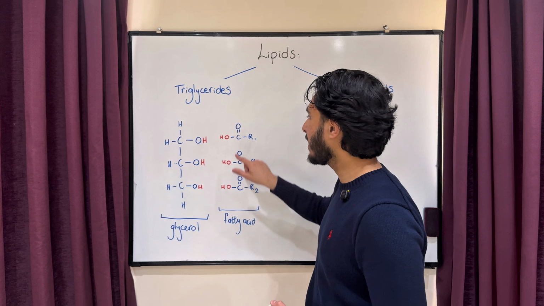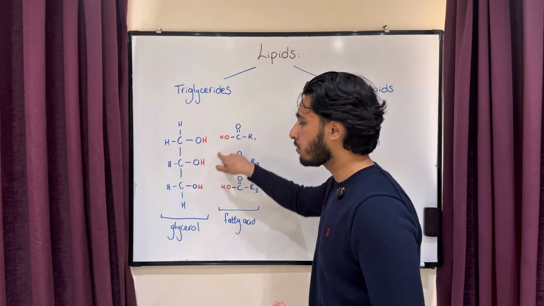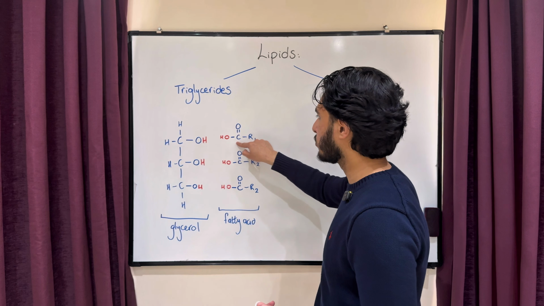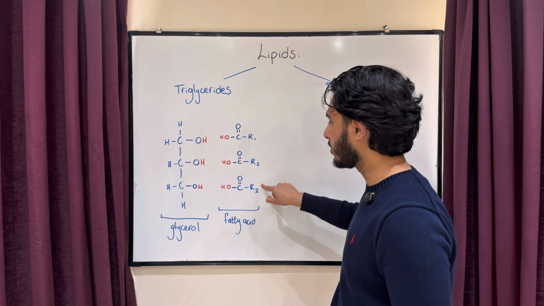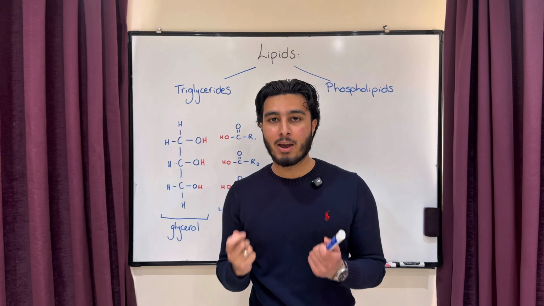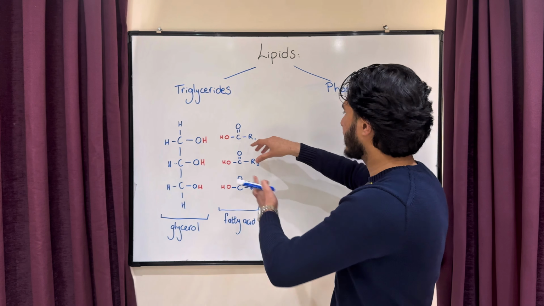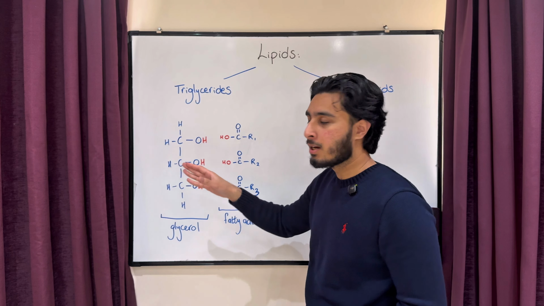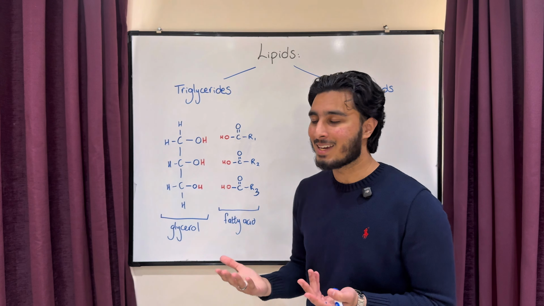Each fatty acid chain has got a carboxyl group, so C-double-bond-O-OH from the carboxylic acids. So it's got a carboxyl group, and then it's got an R group, R1, R2, and R3. Now that is actually a variable group. It's basically a hydrocarbon, and it just means that it can be anything. The length can have an extra 10 carbons or just 3. It's variable. It can change.